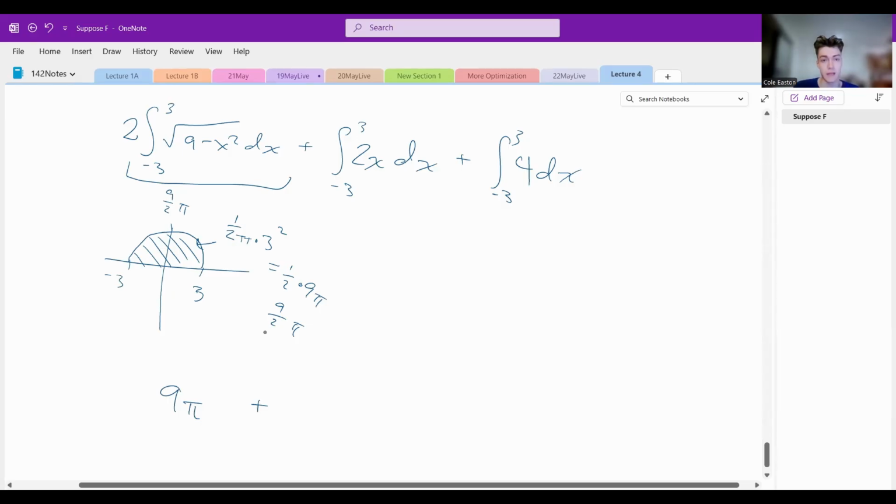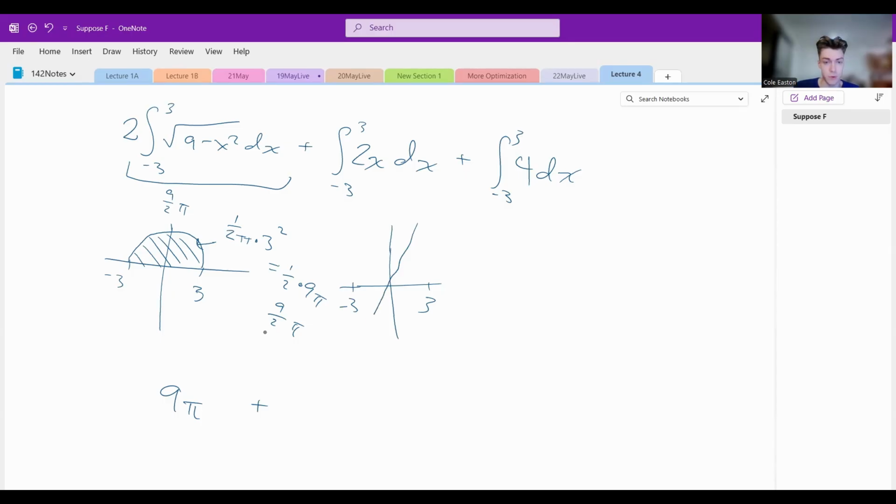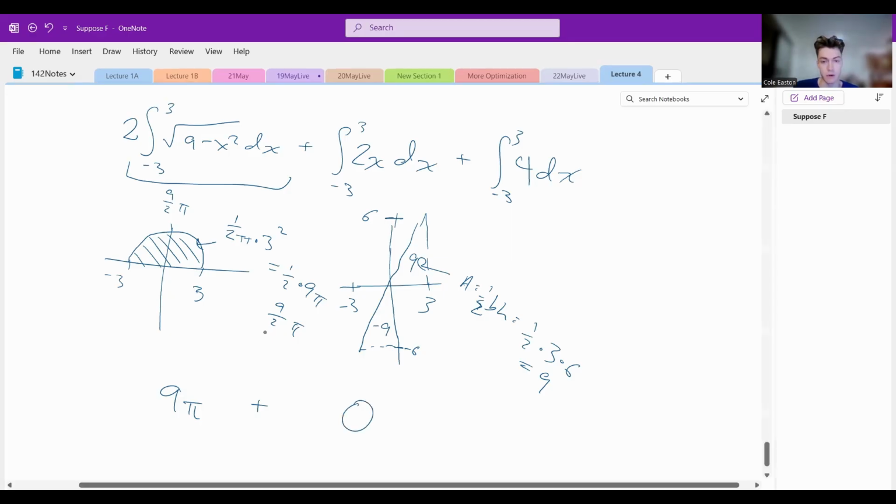Okay, integral from -3 to 3 of 2x. Let's see what that looks like. So -3, 3, and then we have the line y equals 2x. And so this is going to give us -6, and this is going to give us 6. And so each of these triangles has an area of 1/2 base times height, which is going to be 1/2 times 3 times 6, and that's going to give us 9. So this triangle has an area of 9, but this other triangle is below the axis, and so we're going to say that that has an area of -9. And so altogether, that just has an area of 0. So we're going to say 0 here.